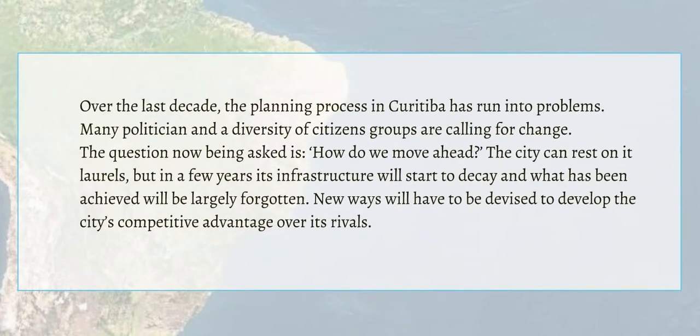Over the last decade, the planning process in Curitiba has run into problems. Many politicians and the diversity of citizens groups are calling for change. The question now being asked is, how do we move ahead? The city can rest on its laurels, but in a few years, its infrastructure will start to decay, and what has been achieved will be largely forgotten. New ways will have to be devised to develop the city's competitive advantage over its rivals.